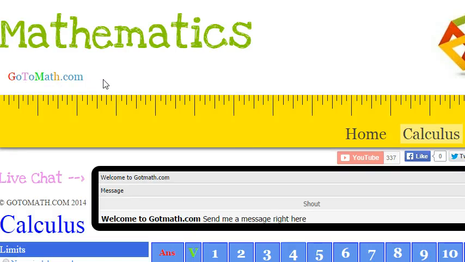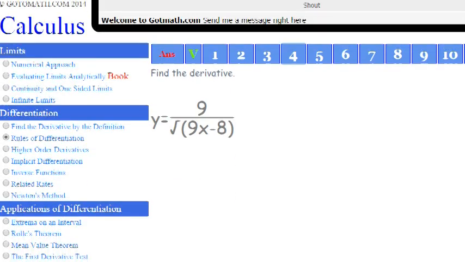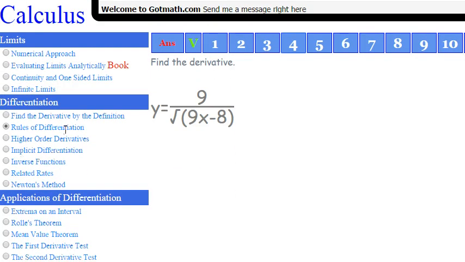Okay, we're at gotomath.com working on some calculus. We're down here at Rules of Differentiation, and that's the section we're in. We've got y is equal to 9 over the square root of 9x minus 8, and we want to take the derivative of this.